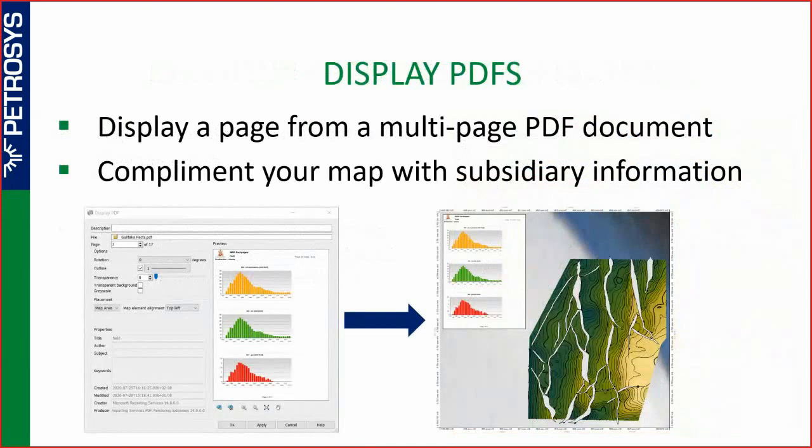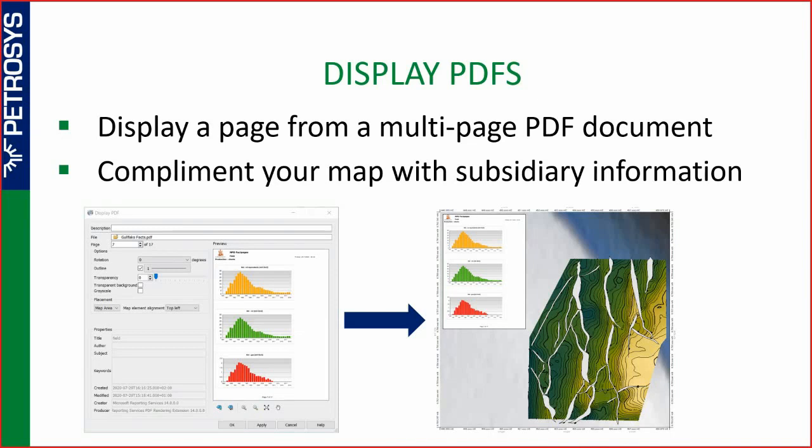The next feature I want to talk to you about is the fact that it's now possible to display a page from a multi-page PDF document within your map. The new Display PDF menu in Mapping brings up a window dialog that allows you to choose the PDF document. This will provide rendering and placement options, allow you to specify the page that you're interested in, and it will show a preview along with any of the document properties.